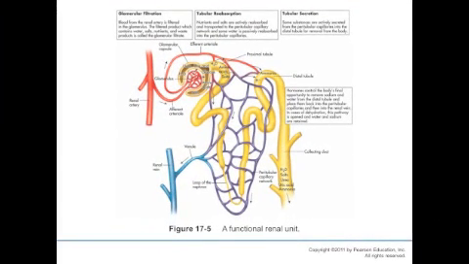Figure 17-5 that comes from page 437 of your textbook is very similar to what you saw in the previous figure. It is slightly bigger and it gives you a little more detail about what happens in each of the different places in the functional renal unit.